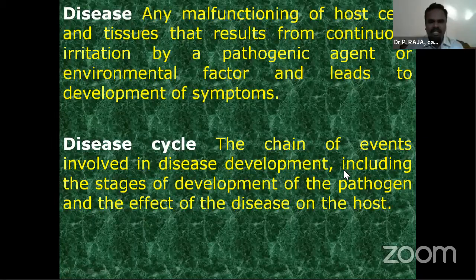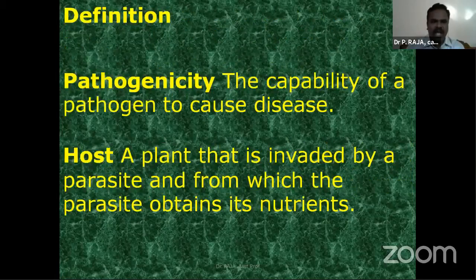The disease cycle is the chain of events involved in the disease development, including the stages of development of the pathogen and the effect of the disease on the host. And pathogenesis is the capability of the pathogen to cause the disease. Some pathogens are more virulent and can cause the disease; that we call pathogenicity. And the host is the plant that is invaded by the parasite and from which the parasite obtains its nutrients.